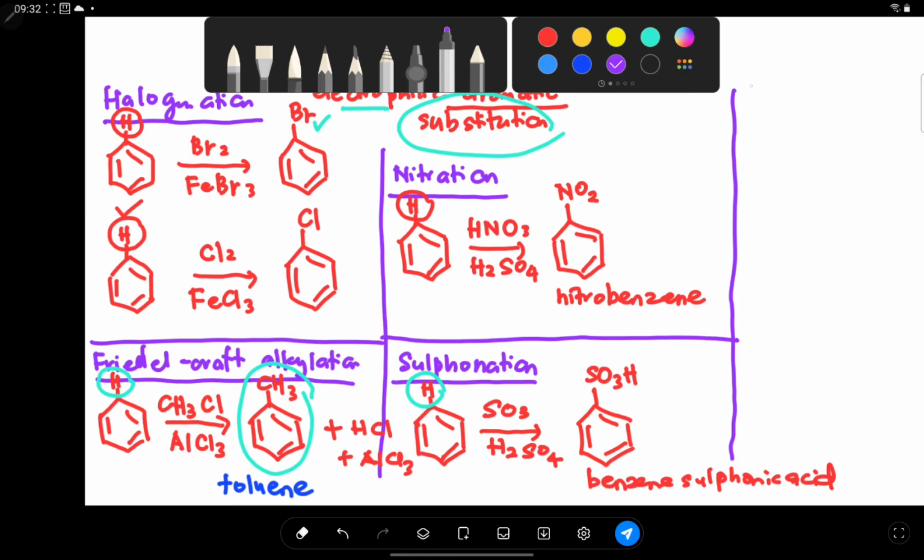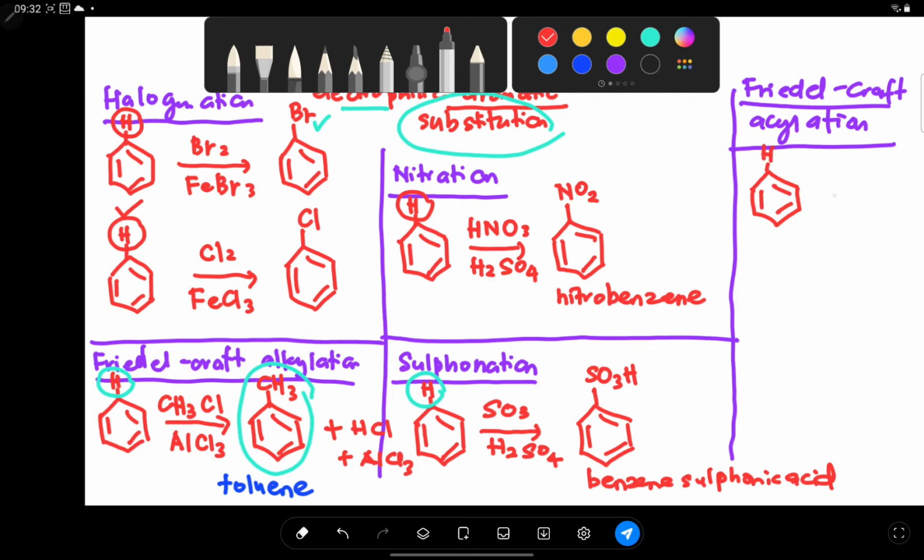And then finally for Friedel-Crafts acylation. So you have benzene here.